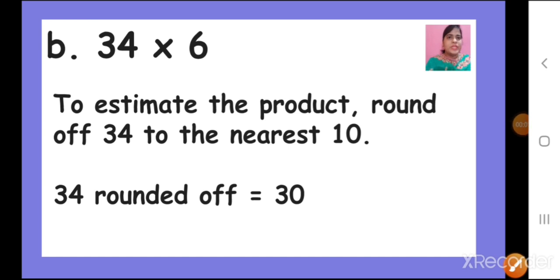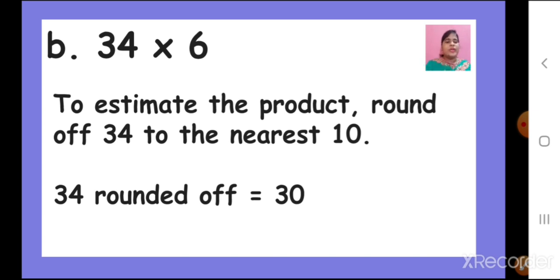Children, now B1. 34 multiplied by 6. Okay. Again we have to write the same statements. To estimate the product, round off 34 to nearest 10. 6 we are not going to round off. It is only one digit number.